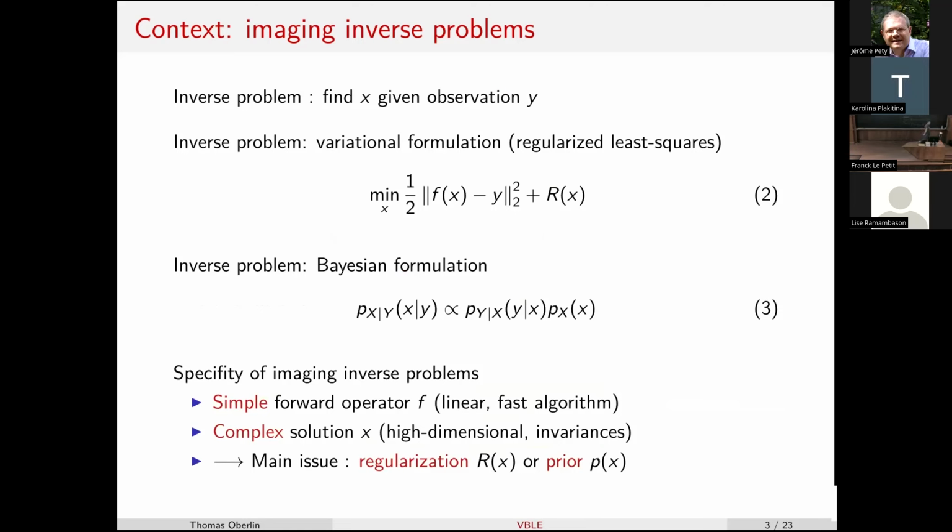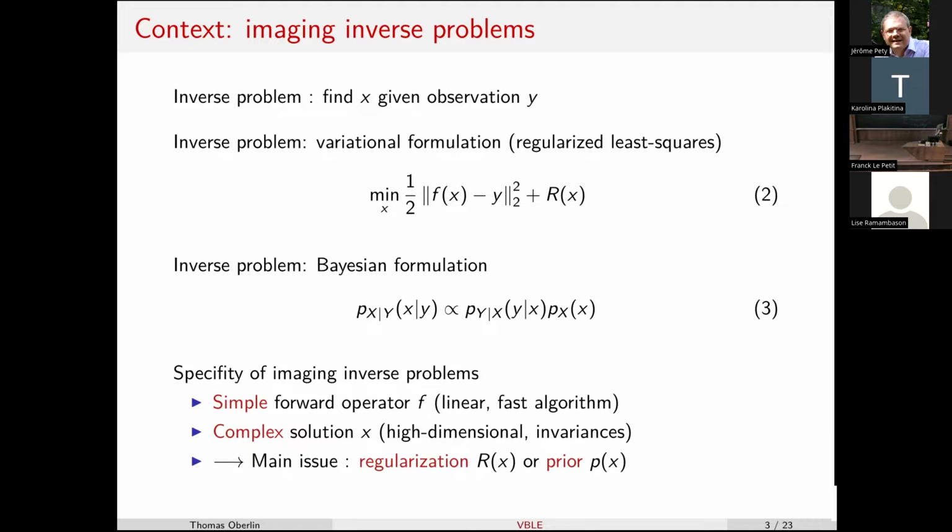So how to find X given Y? We have two different ways of seeing this problem. The first one is the optimization point of view, the operator point of view, where we try to invert F as an operator. And we need some regularization R because F is most of the time singular or at least badly conditioned. The other way is the Bayesian formulation. There have been a lot of talks already about this, where we try to characterize or sample from the posterior distribution P of X given Y.